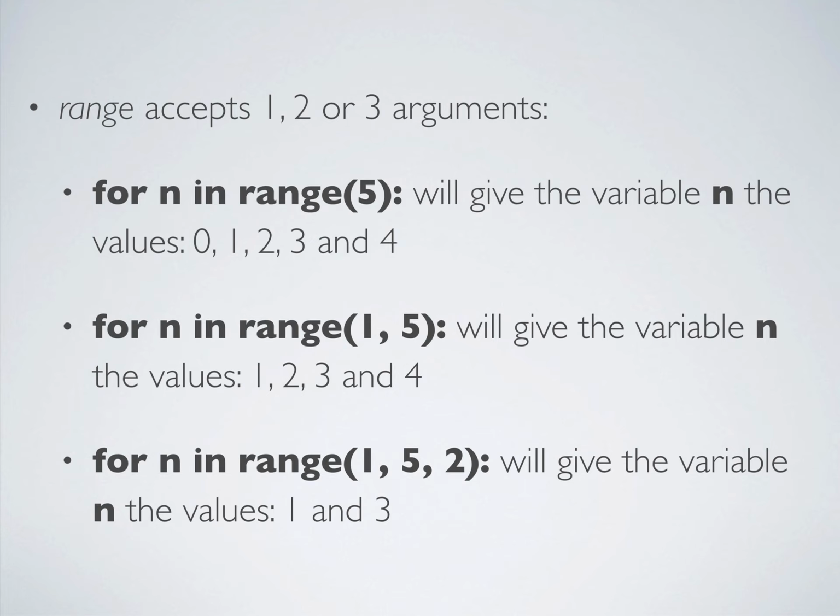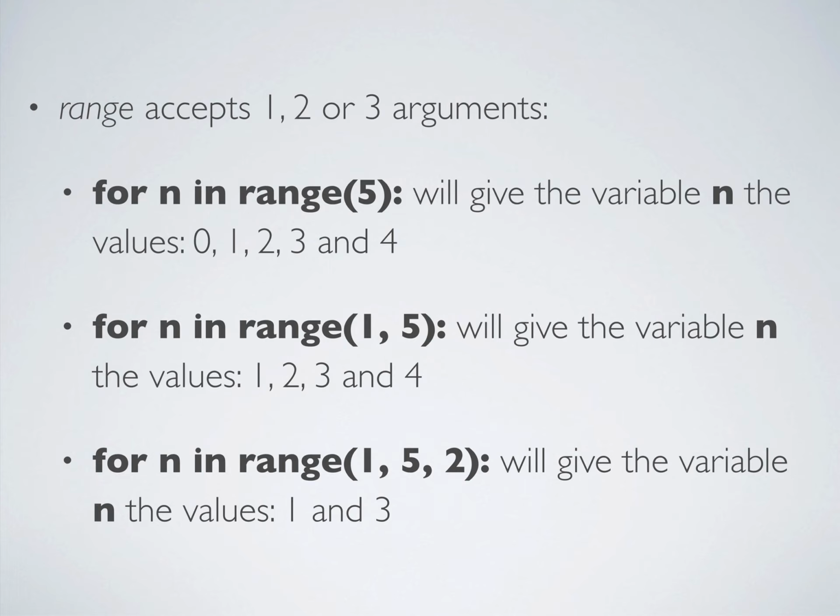Alright, and then your last option is to give range 3 arguments. So for example, for n in range(1, 5, 2), what this does is it'll start at 1, it'll stop at the second argument, which is 5, except it stops at the one before for the same reasons we talked about before. It does not include that stop, it stops at the one before. And then the third argument is the skip.